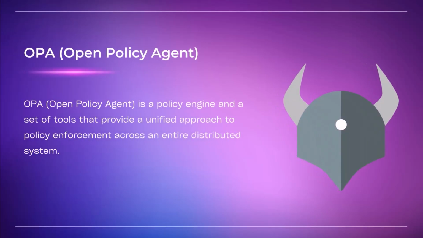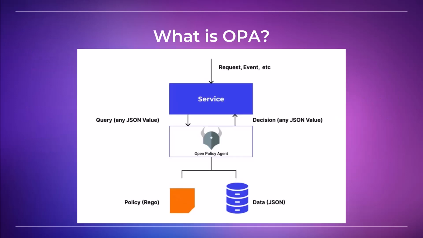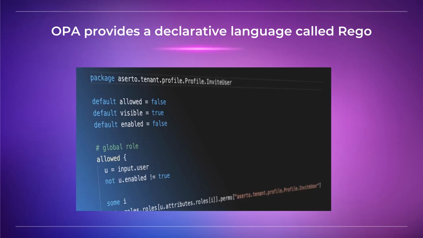OPA, Open Policy Agent, is a policy engine and set of tools that provide a unified approach to policy enforcement across entire distributed systems. It allows you to define, manage, and enforce policies centrally from a single point. By defining policies as code, OPA enables easy review, editing, and rollback of created policies, facilitating efficient policy management. OPA provides a declarative language called Rego, which allows you to create and enforce policies throughout your stack.